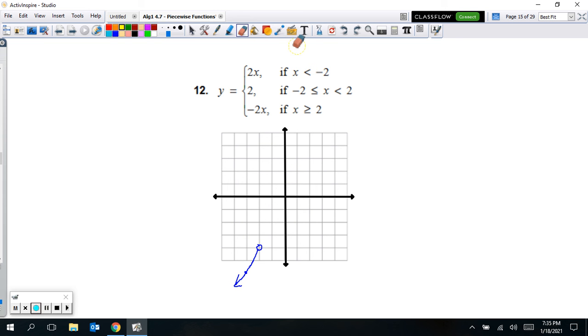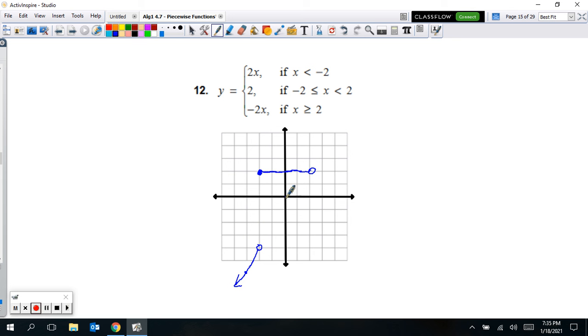On to the next one, it just says y is 2. So where is y equals 2? It's right here. At negative 2, which is closed all the way, we keep going all the way until we get to positive 2, which is going to be open. We just keep that going all the way until we get to positive 2 right there, it's open. And then past that, it's going to be negative 2x.